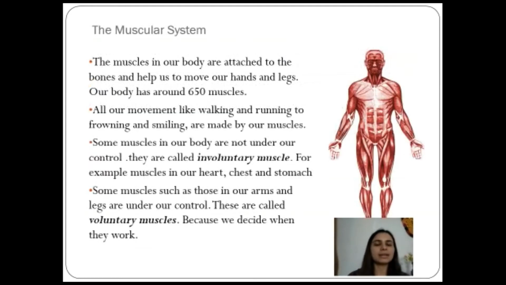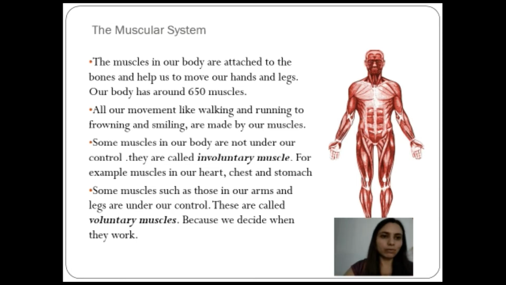Now the next system is the muscular system. The muscles in our body are attached to the bones and help us to move our hands and legs. Our body has around 650 muscles. All our movements, from walking and running to frowning and smiling, are made by our muscles. Some muscles in our body are not under our control. They are called involuntary muscles. For example, muscles in our heart, chest and stomach.